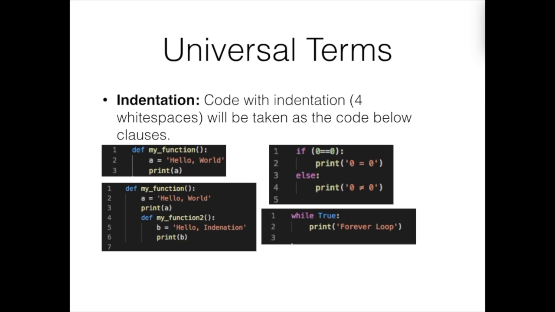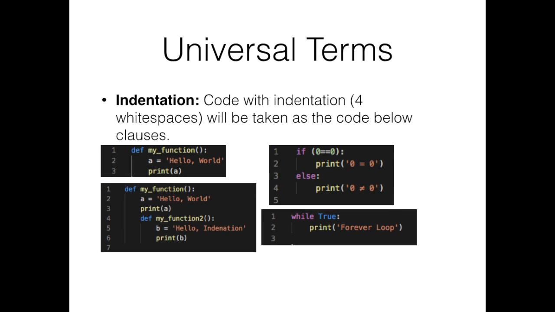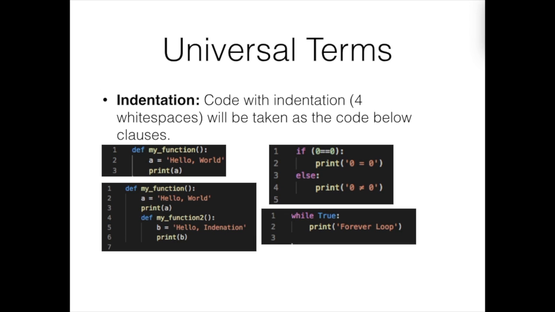Indentation is usually nothing but four white spaces. You can change to some other number anytime you want. Indentation can be created with a single press on the tab key on your keyboard. In Python, it is used to indicate the code below a clause, as you can see in these screenshots here. You can have double indentation, like here, in the case where you have a clause inside another clause.